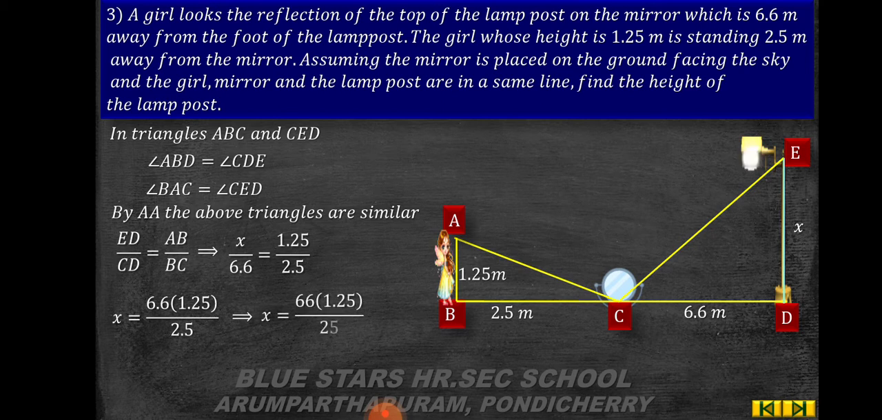Therefore, the value of x is equal to 66 into 1.25 by 25. So, if you cancel 25 and 1.25, you get 0.05. So, therefore, the value of x is equal to 3.3 meter. That is the height of the lamp post.